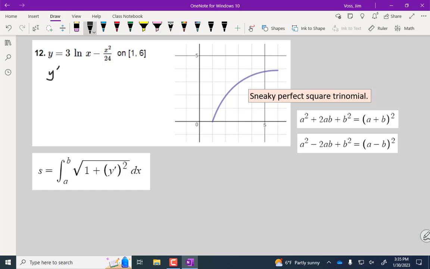So first off, let's take the derivative up here. That first part is 3 divided by x. The second part is a power thing. Bring down the 2, subtract 1. So we're going to get minus x over 12. So that's our derivative.